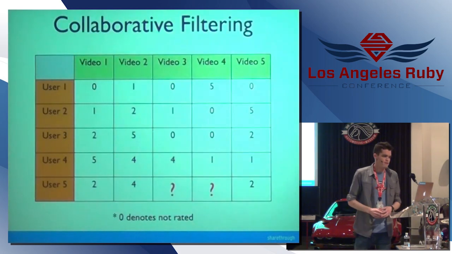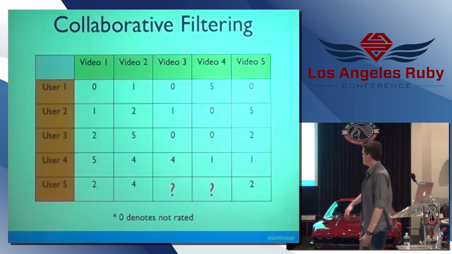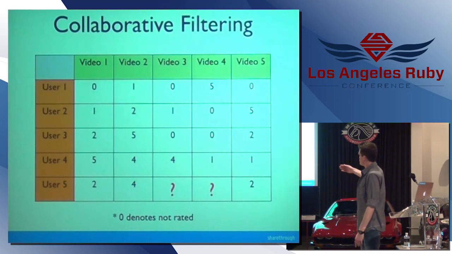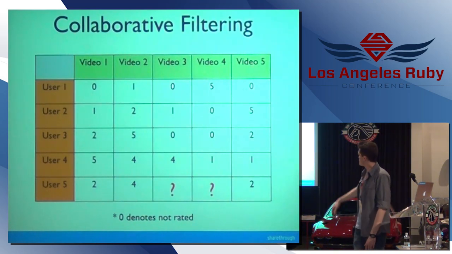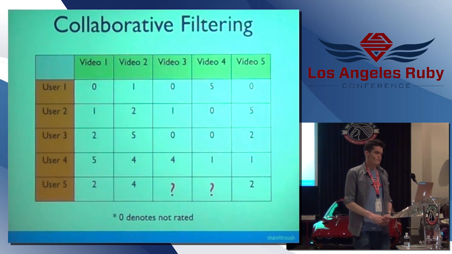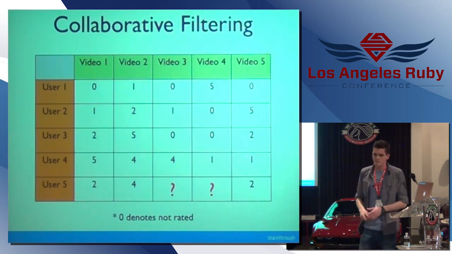The first part of that, the user item matrix, is actually very simple. Here's an example using videos. We have 5 videos and 5 users. What we can see is just the way users have rated these videos. Basically, the goal of our collaborative filtering is to fill in the values for those two question marks.